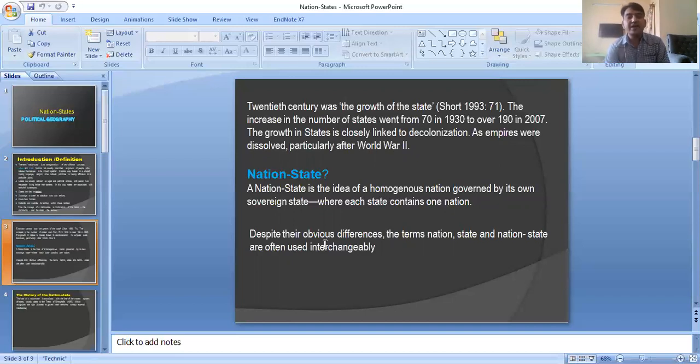Despite their obvious differences, the terms nation and state are often used interchangeably. Sometimes people use the words nation, state, country, or nation state interchangeably, in parallel. But they are all different from each other if we follow their definitions.